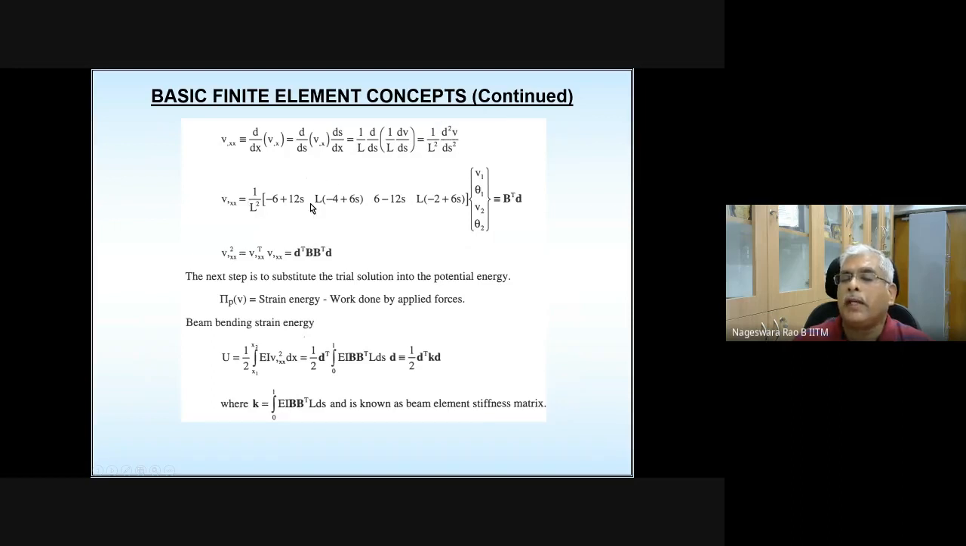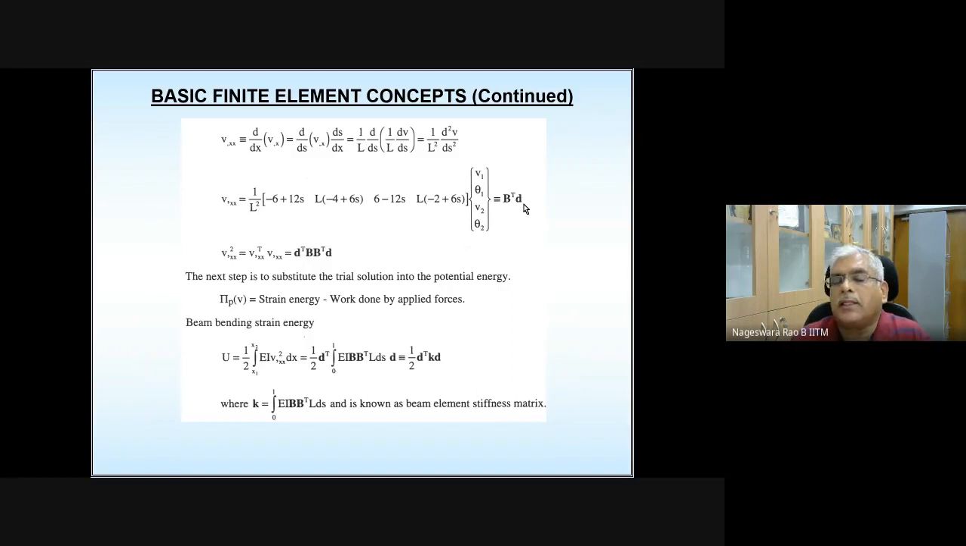And if you simplify, this is what you get. And this quantity, 1 over L square multiplied by whatever is there in the square bracket, that quantity is denoted with B transpose. And this is the nodal unknown vector, unknowns at the nodes, that vector is denoted with D, B transpose D.